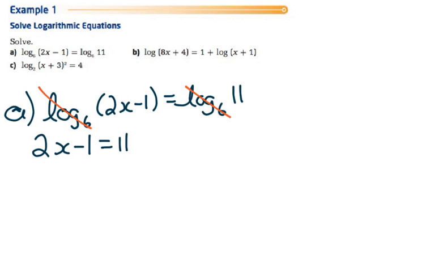Then this turns into a basic type of solving equation. Add 1 to both sides, so 2x equals 12. And then divide by 2, so we have x equals 6. Again, this method of canceling logs only works when we have one log equals another log and nothing else there.